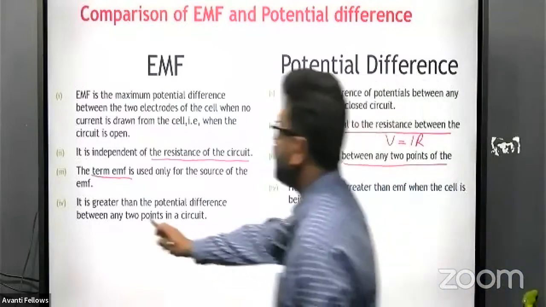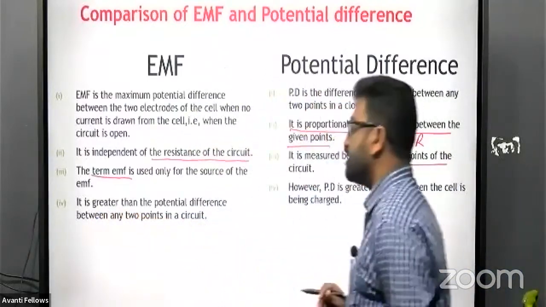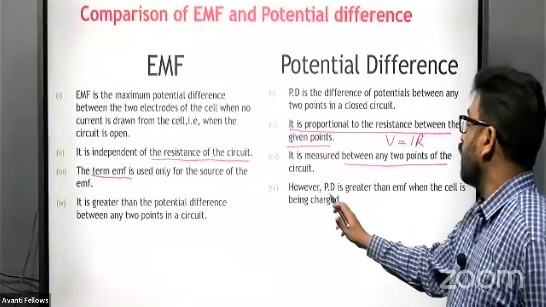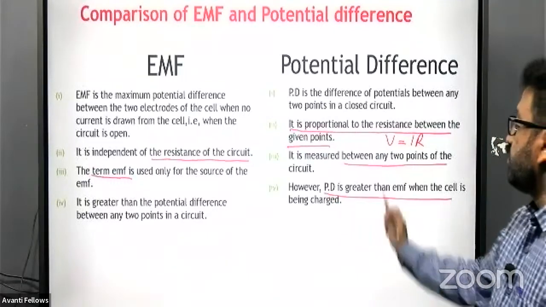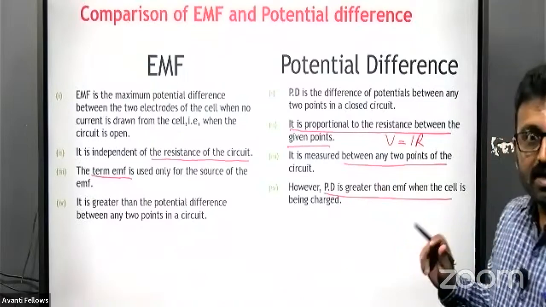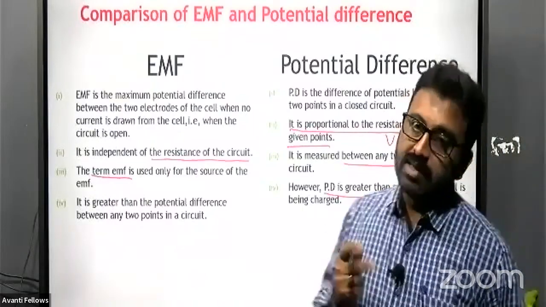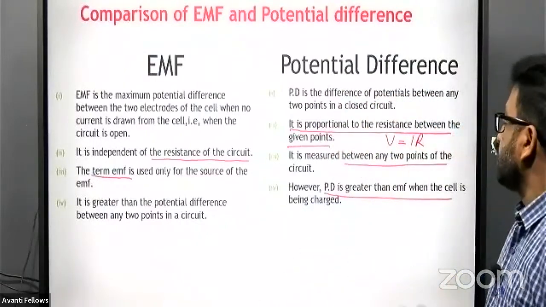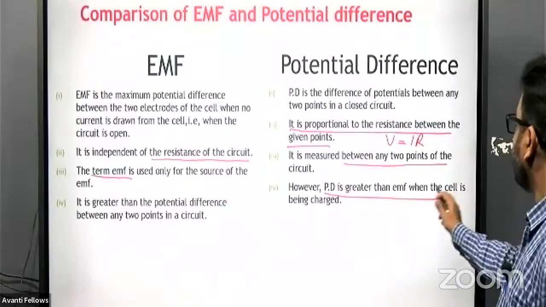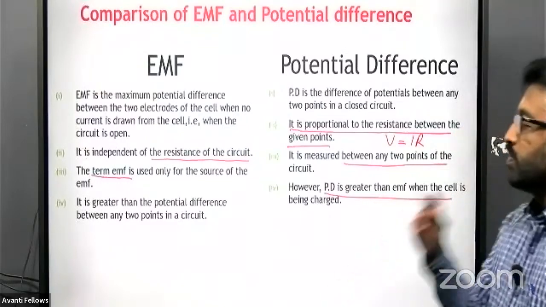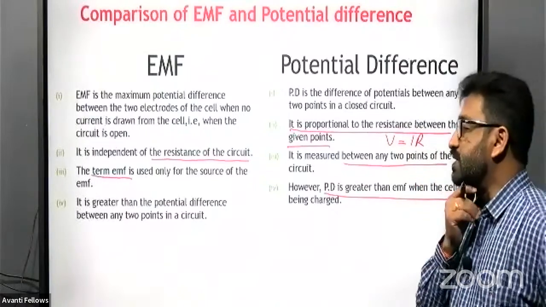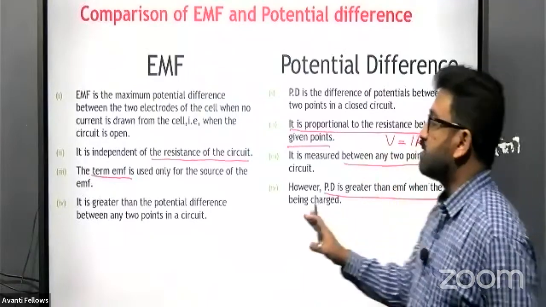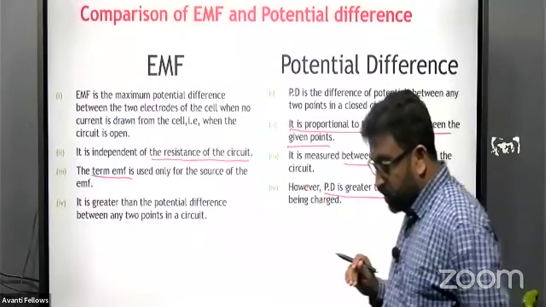Then the last one, commonly EMF is greater than the potential difference between any 2 points in a circuit. But the potential difference can be greater only when the cell is recharged. The cell is given some charge from an external battery. So potential difference is greater only when the cell is being recharged. But otherwise EMF will always be greater than the potential difference. So this is a very important comparison. Commonly CBSE asks at least 1 or 2 mark questions from this area.